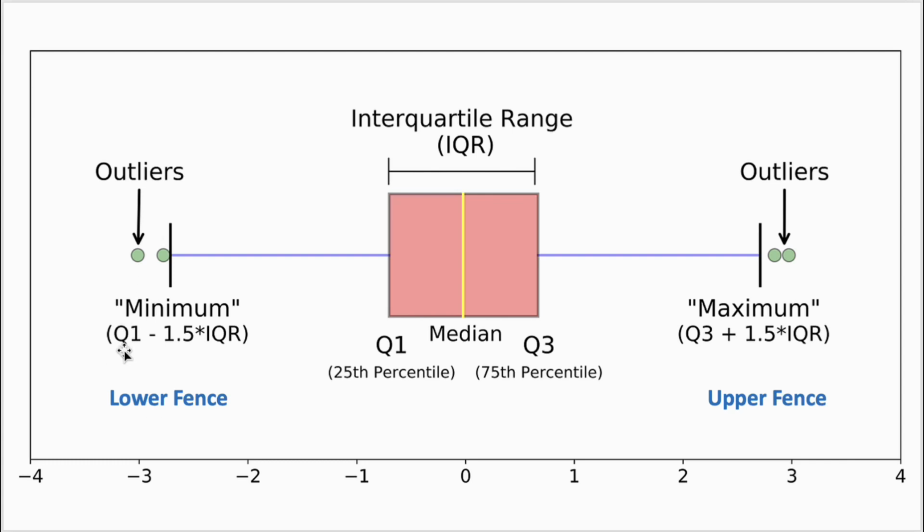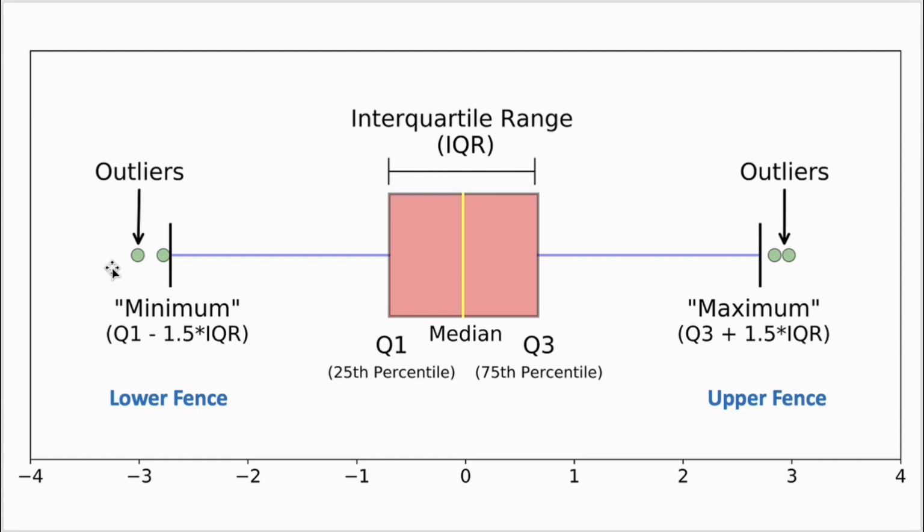The way statisticians have decided is you calculate a lower fence. And if your data value is smaller than your lower fence, then it's an outlier. What is the lower fence calculation? It is take Q1, subtract 1.5 times the IQR, and that is the lower fence. It's a numerical value. If your data is below that numerical value, which is called the lower fence, it is an outlier.